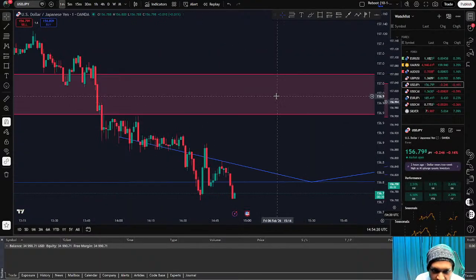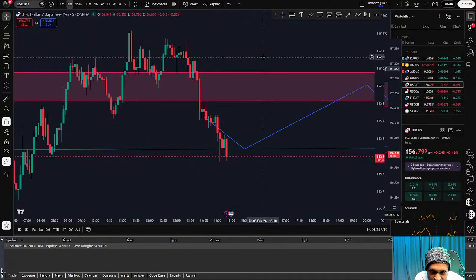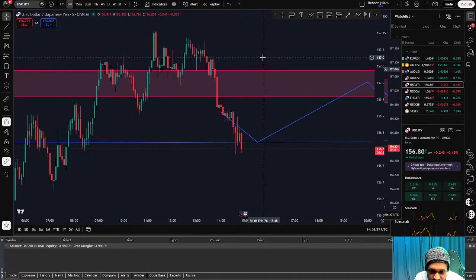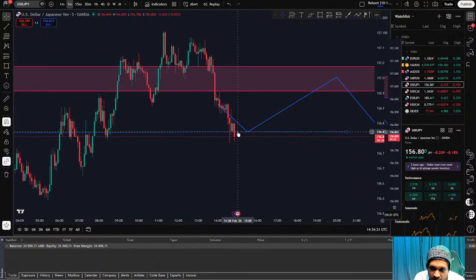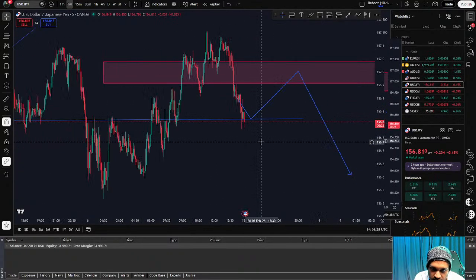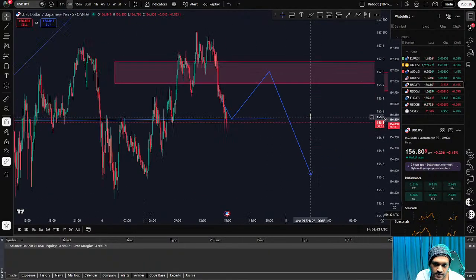Look at your negative pair. Oh my god, you're still going down. So you make a rejection from here once 156.8. Yeah, not much also, not much. Okay.